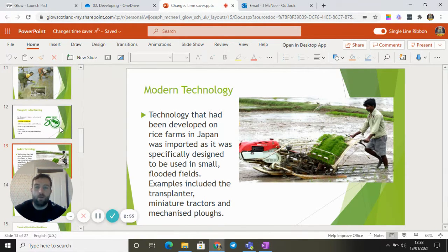So modern technology. They can't have tractors and machinery like you would see on a UK farm, so it's been developed specifically for the paddy fields, and the technology was developed in Japan, specifically designed to be used in the small flooded paddy fields. Such as a transplanter, mini tractors, mechanised ploughs, small enough to fit into the fields but make the job much easier for the people involved.